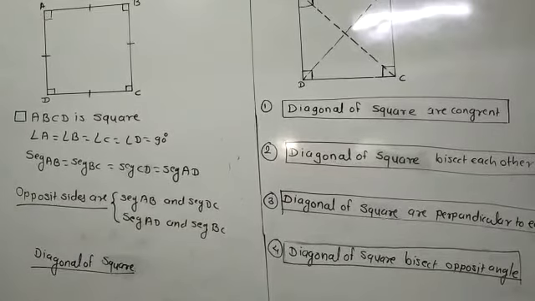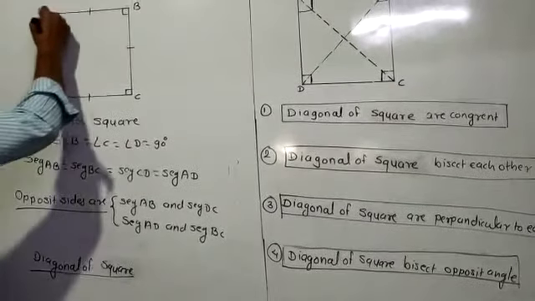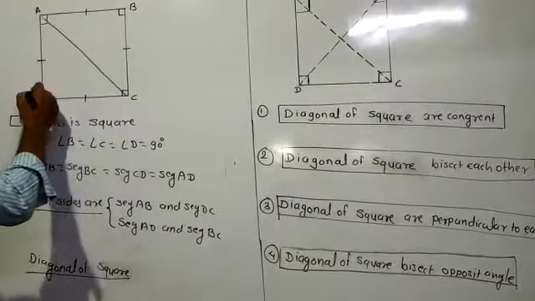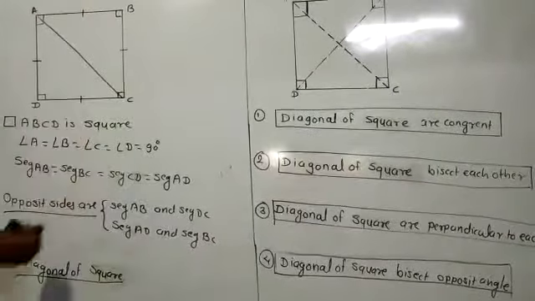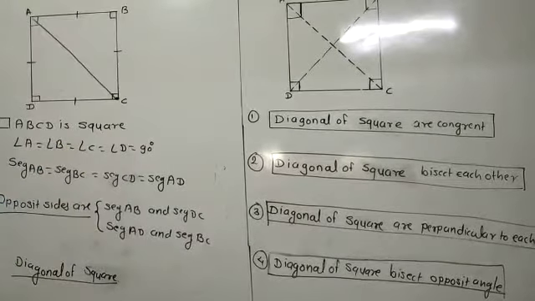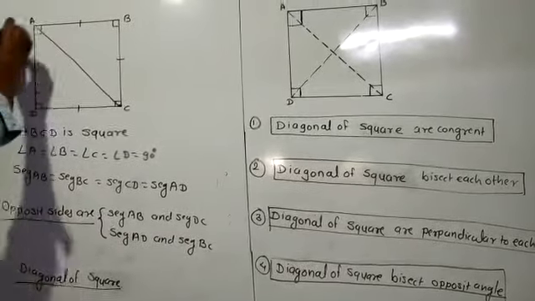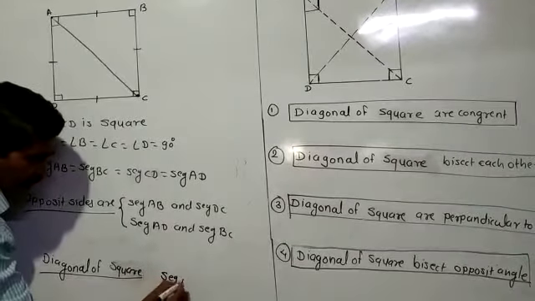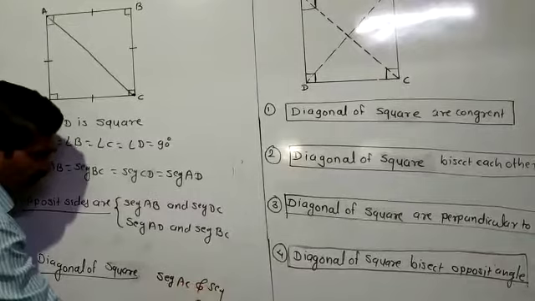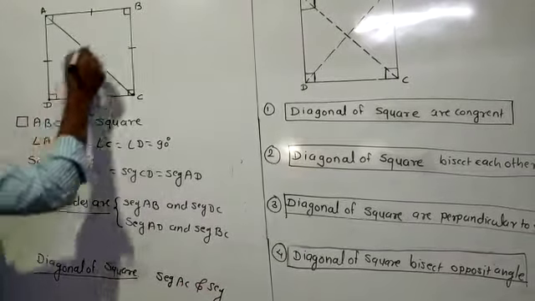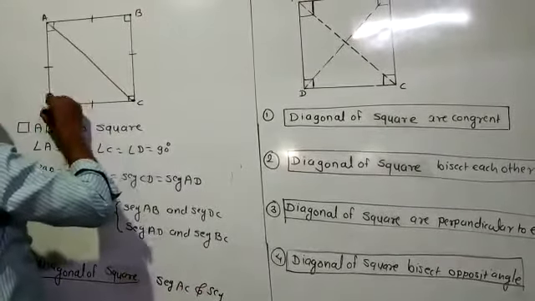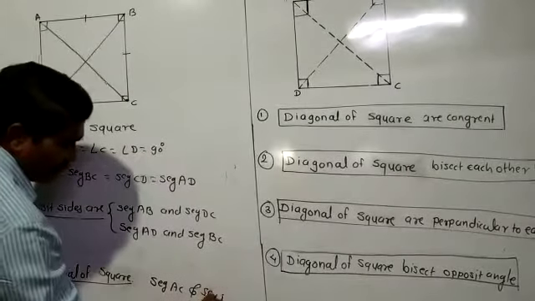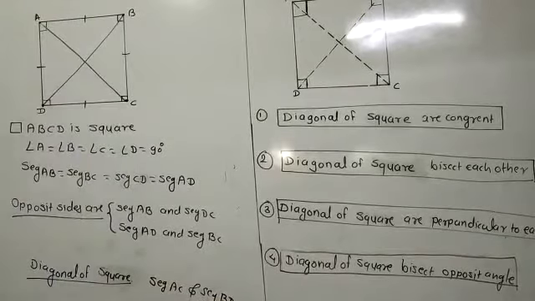Which are the diagonals of the square? The line segment which joins the opposite vertices of the quadrilateral is called the diagonal of the square. A and C are the opposite vertices. When you join A and C, segment AC is called a diagonal of the square. When you join the opposite vertices B and D, segment BD is also called a diagonal of the square.